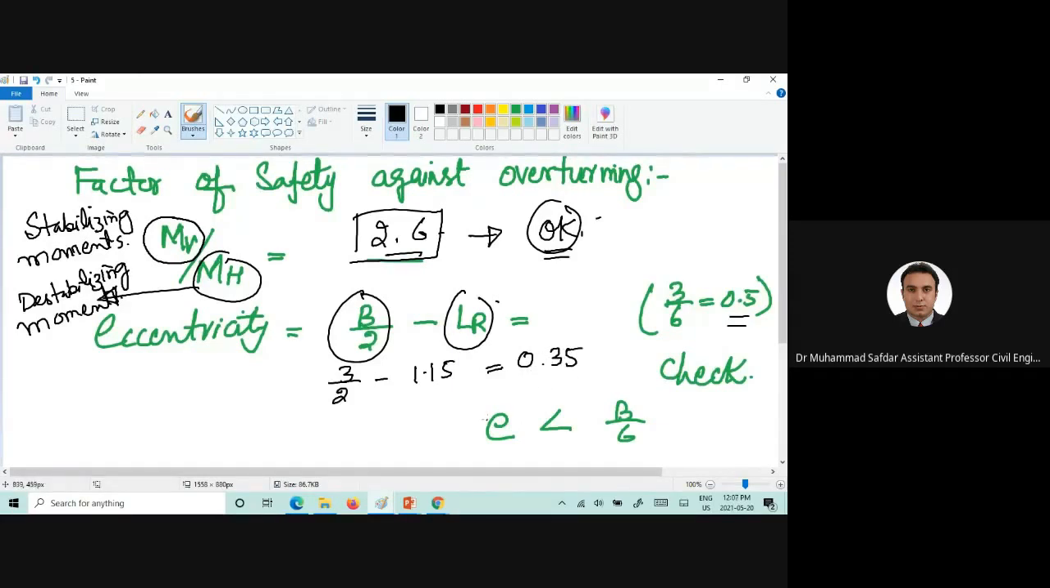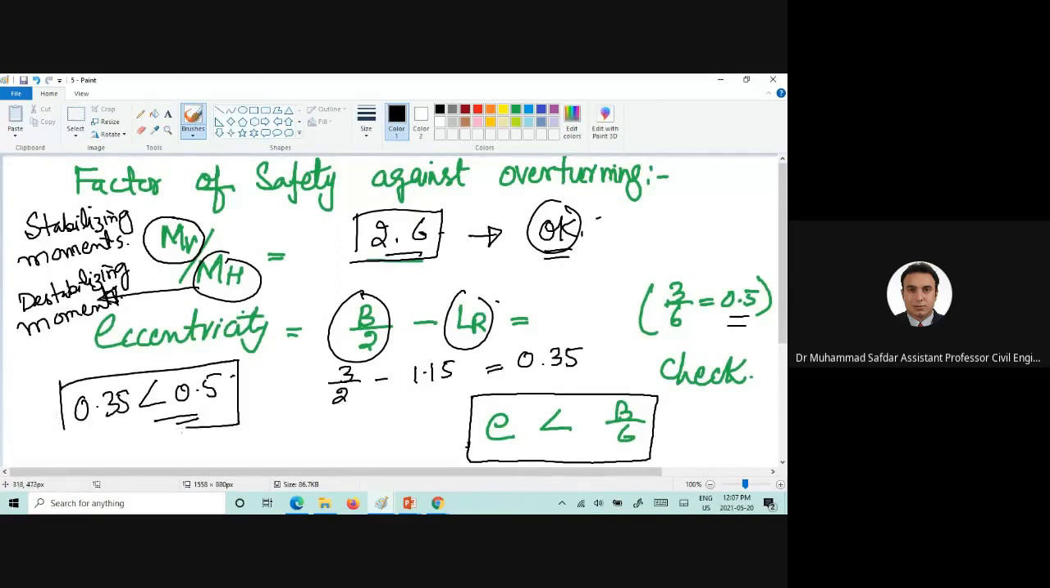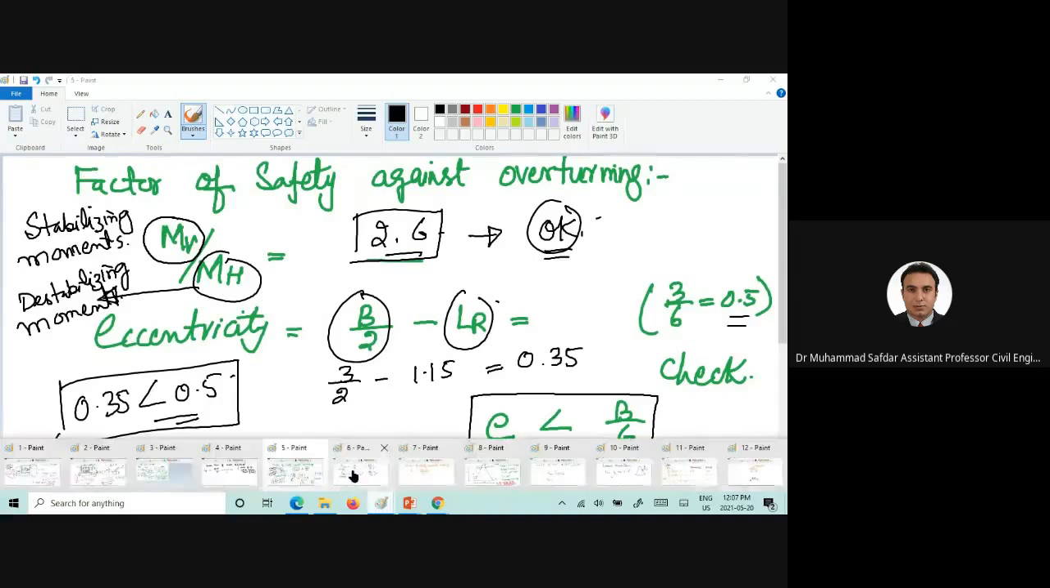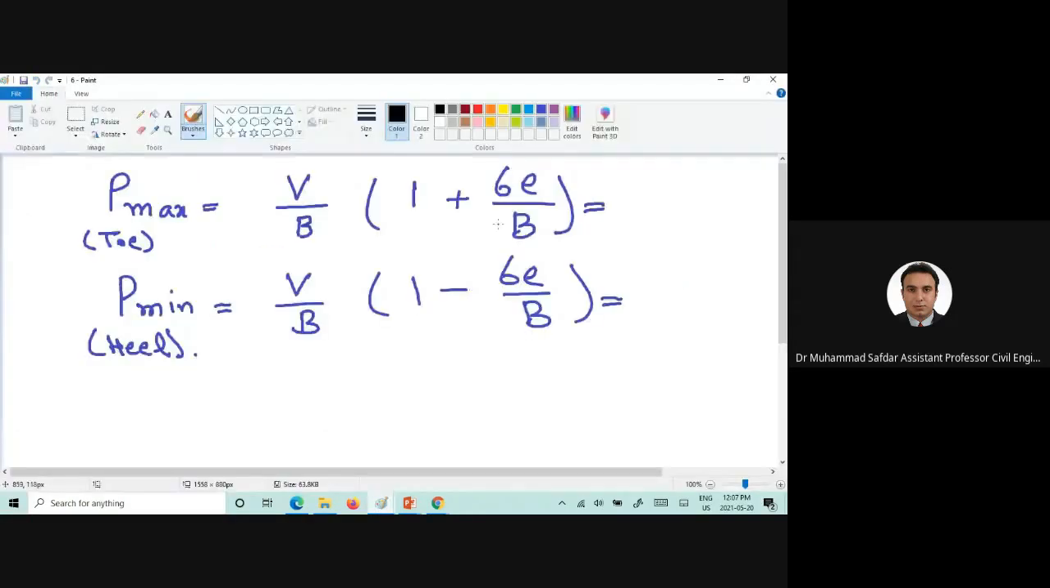So we can check whether the eccentricity is less than b by 6, or it's equal to b by 6, or it's greater than b by 6. So we know that b by 6 would be equal to 0.5. Now the eccentricity, 0.35, is less than 0.5. Therefore, we will be having p max and p minimum values. Please kindly give me the p max and p minimum values as well.